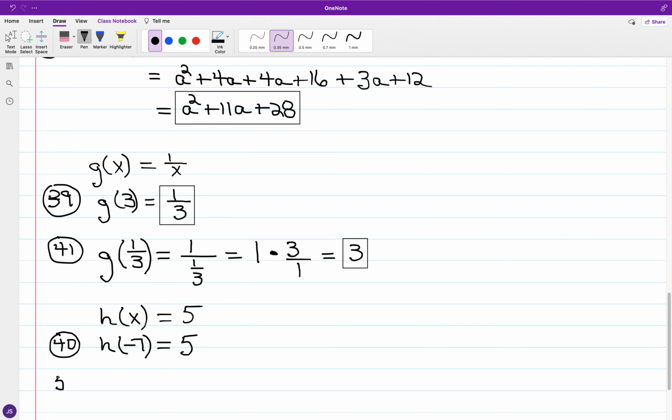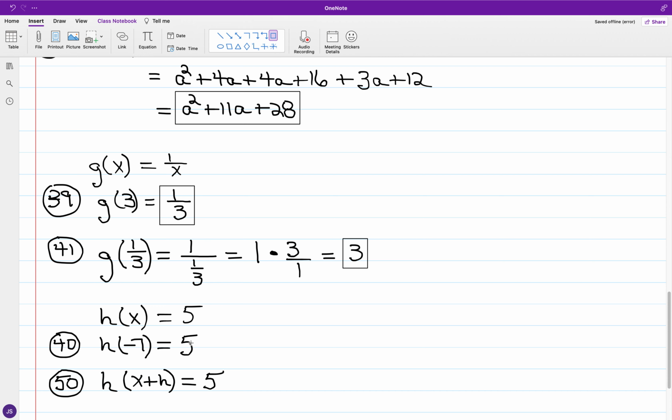Even if you were to add another letter or another number, and in the case of 50 we have h of x plus h, there's no input variable, there's no mode of substituting, so there's nothing to make 5 undo itself. Regardless of what the input is, h of any input is going to stay at 5.